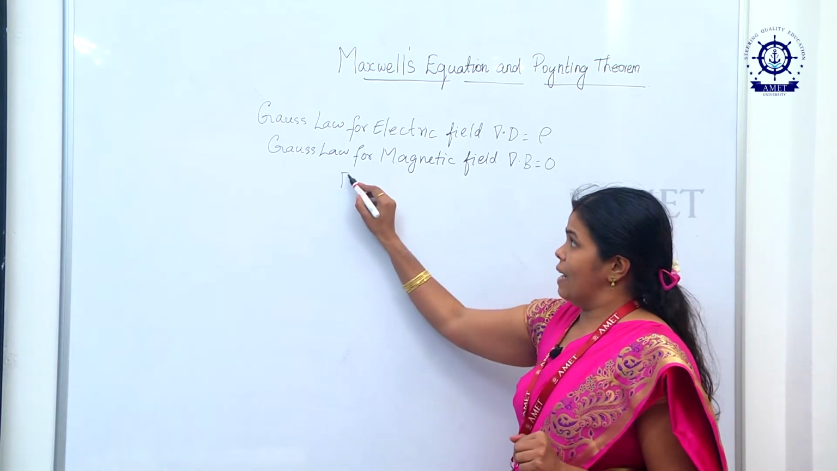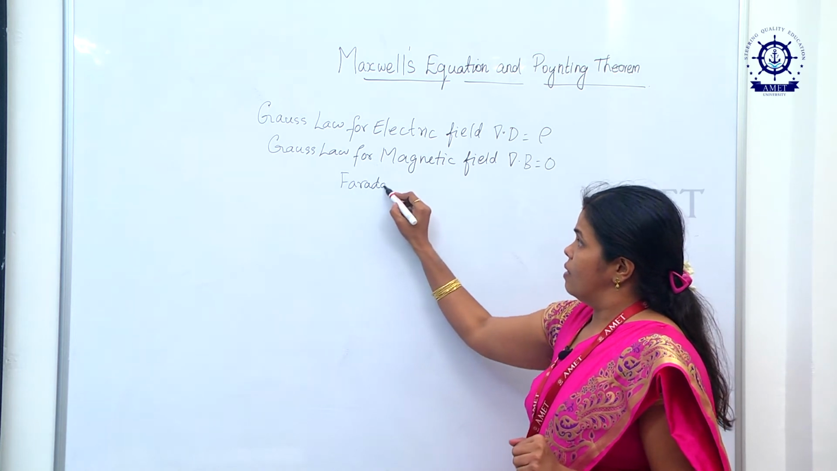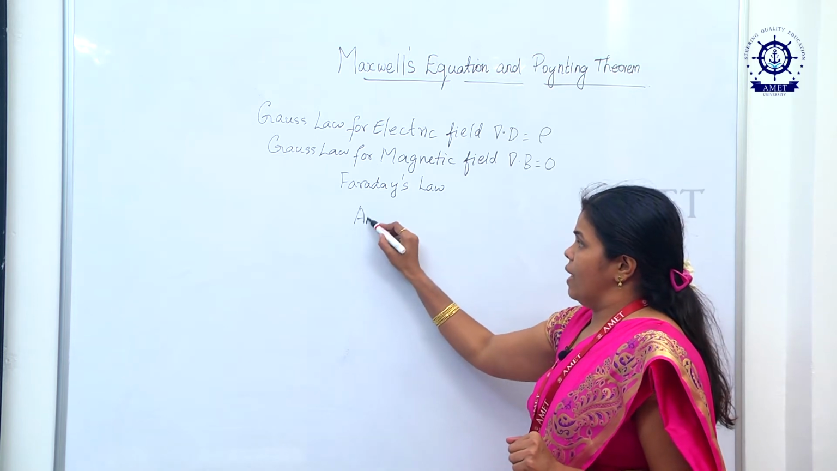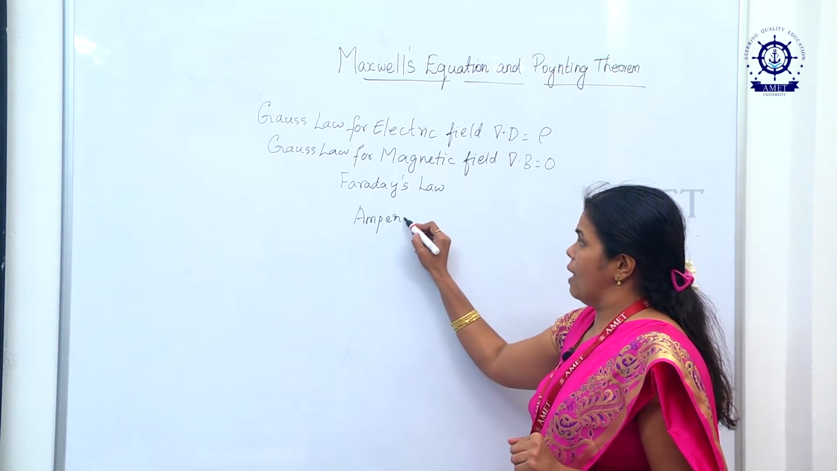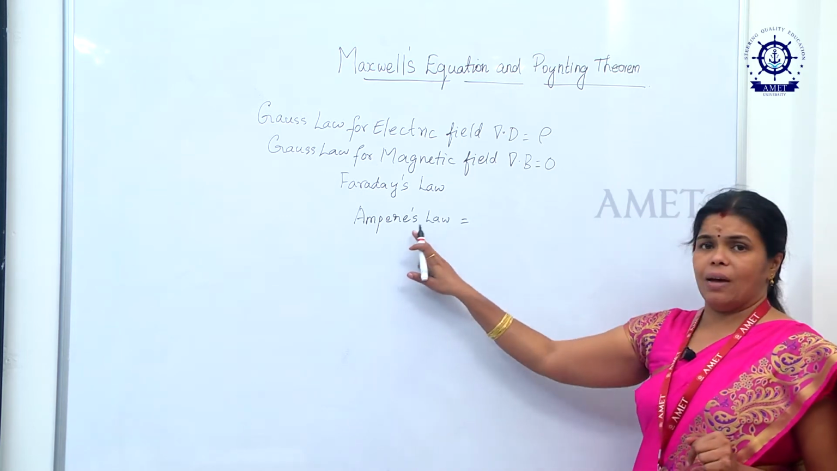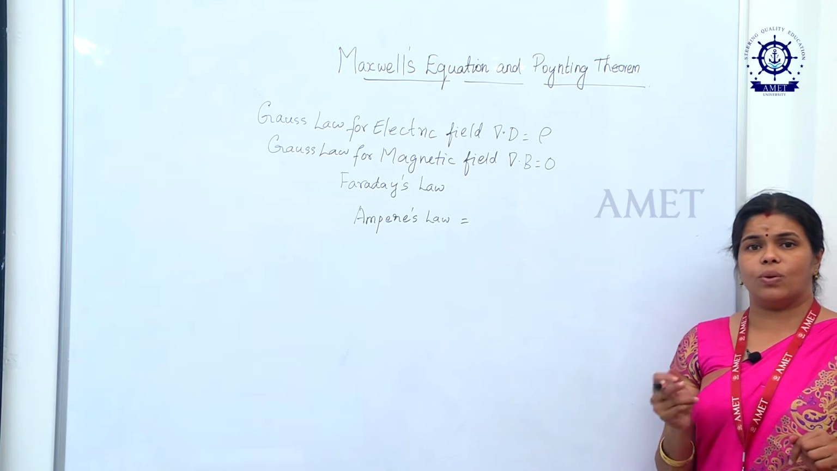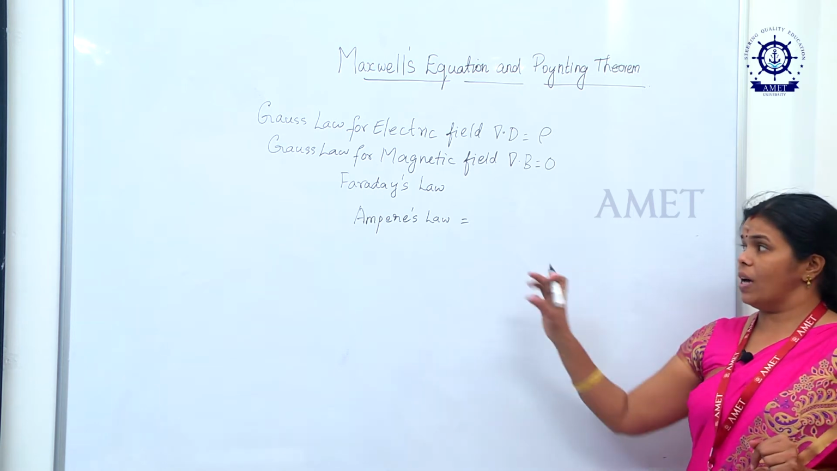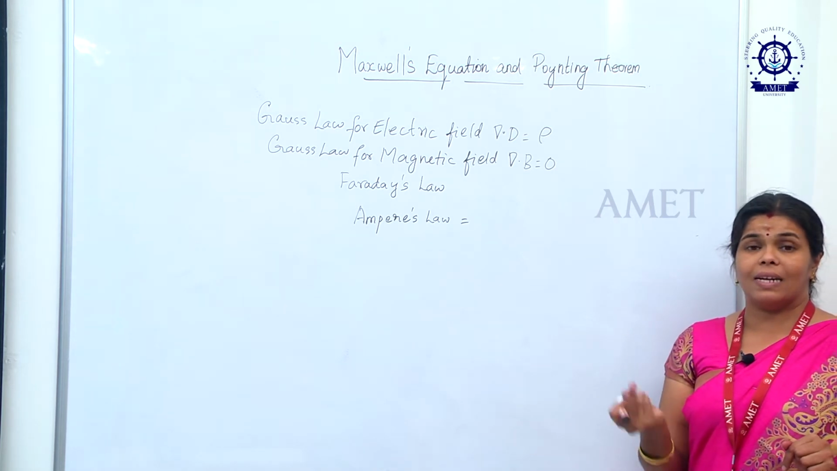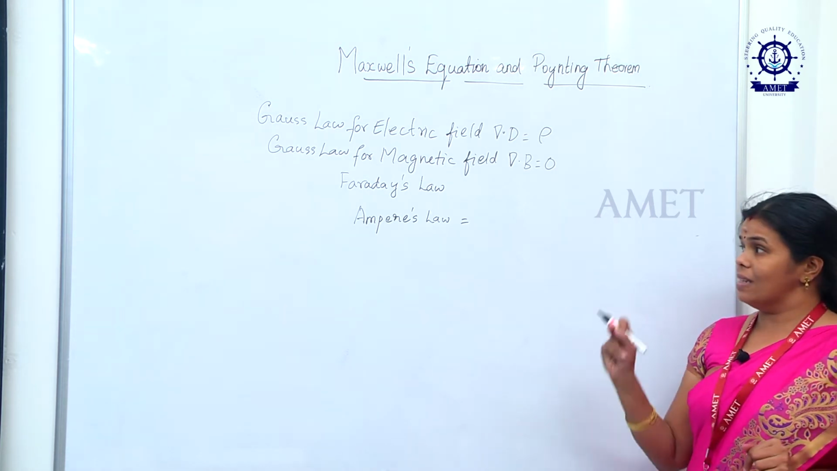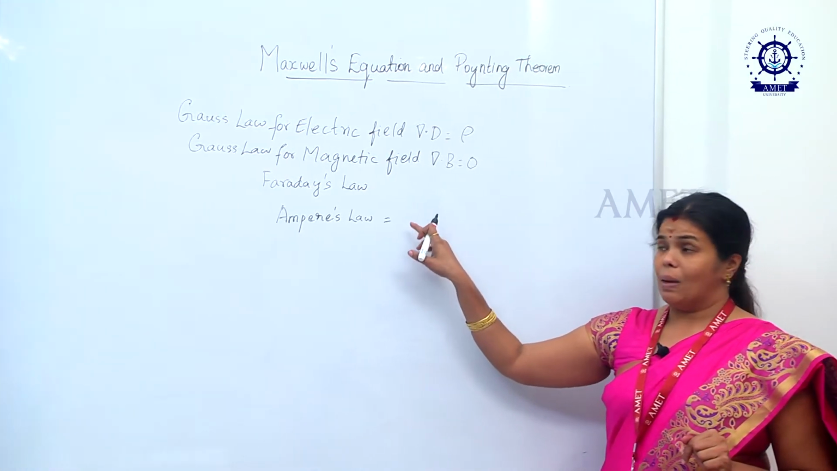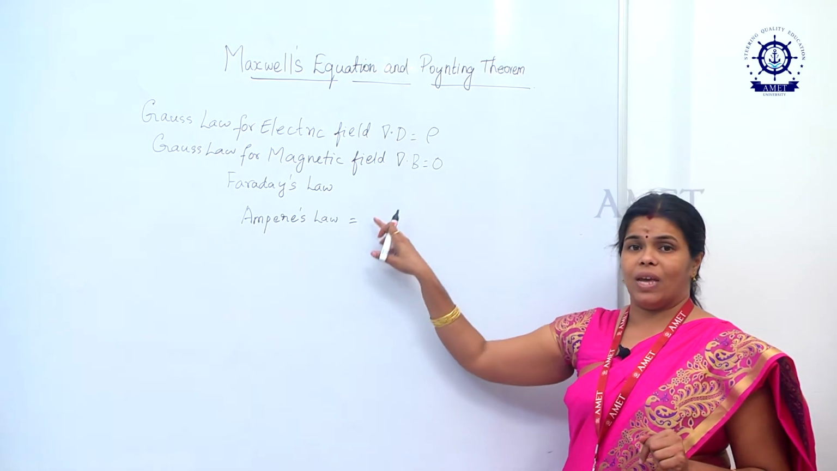Then Faraday's law, and finally Ampere's circuital law. This is the familiar Ampere's law: H dot dl equal to I. It means that if current is flowing through a conductor, a magnetic field will exist around the conductor. That is explained by Ampere's law. But H dot dl equal to I won't work for time varying fields.